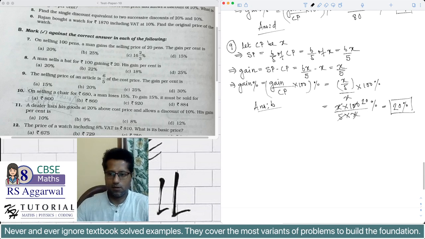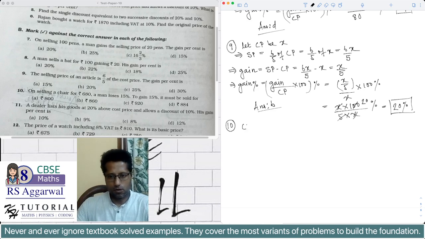Let's do question number 10. On selling a chair for rupees 680, a man loses 15%. To gain 15%, it must be sold for. Okay. Now, when the selling price is given and loss percent is given, we can easily compute the cost price.